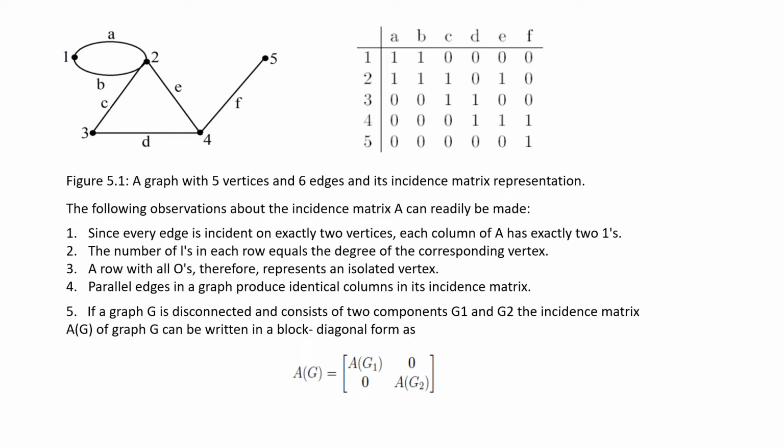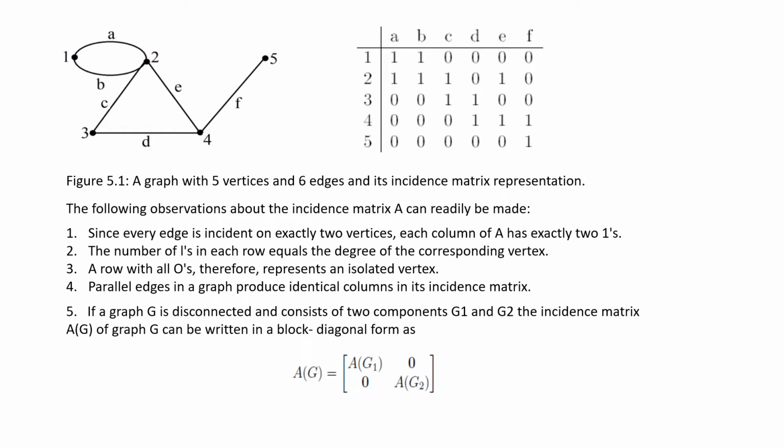In this figure 5.1, you can see a graph with 5 vertices and 6 edges, and on the right side you can see the incidence matrix representation. The following observations or properties about the incidence matrix A can be made. First one, since every edge is incident on exactly 2 vertices, each column of A has exactly 2 ones. You can see that in this matrix, every column contains 2 ones.